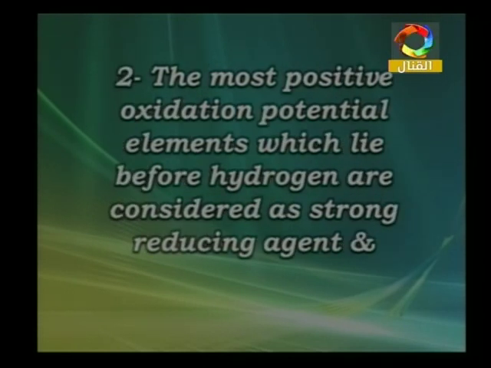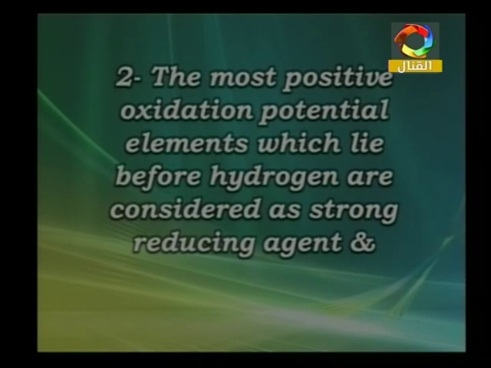Number 2, we have the most positive oxidation potential elements which lie before hydrogen, which are considered as strong reducing agents. What does this mean? I am saying now that the most positive oxidation potential values, the biggest ones, or the elements that lie before the hydrogen, are considered as strong reducing agents. What is meant by strong reducing agent? A reducing agent is a type of element that loses electrons. So it is considered a strong reducing agent.